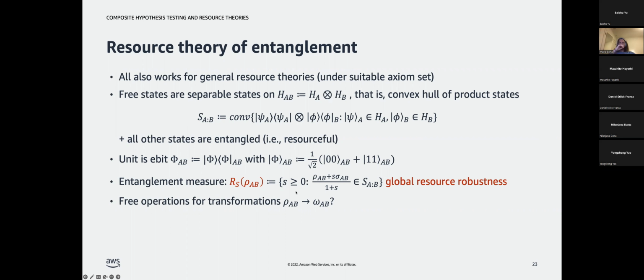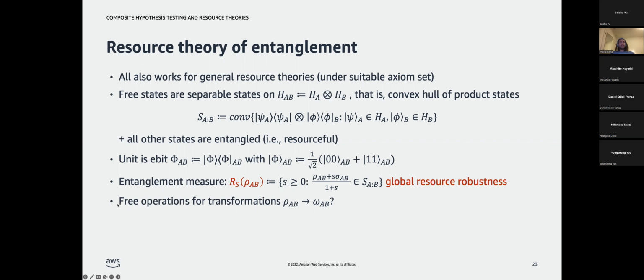And what we're going to use for most of the remainder of the talk is the so-called global robustness. So here you start with the state rho AB, and then you ask, how entangled is it? And this is measured by how much of another state, sigma AB, you have to add such that the resulting state becomes separable, okay? And then of course just renormalized again. So the question is how much of some other state you need to add such that the result becomes separable. And the more you have to add, the more entangled the state is. That's the intuition of this measure.